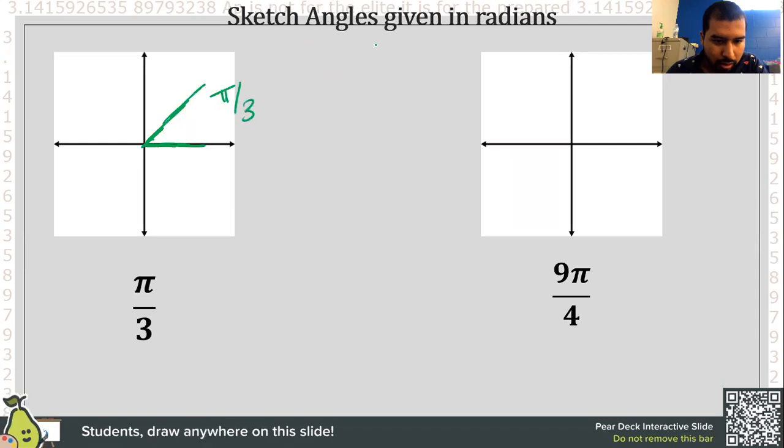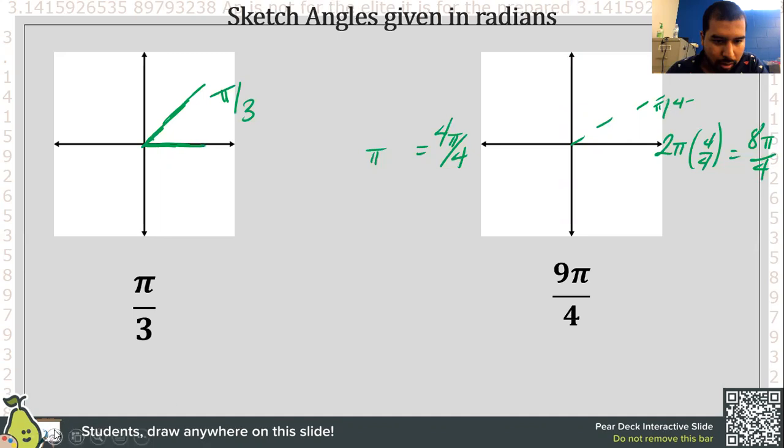Okay, 9 pi over 4. Well, keep in mind, this right here is 4 pi over 4, right? Because that reduces to pi. And 2 pi, if I multiply by 4 over 4, that gives me 8 pi over 4. So what I want you to know is that we are working in sections of pi over 4. Oh, dang, I can't write down. Here you go. Pi over 4.